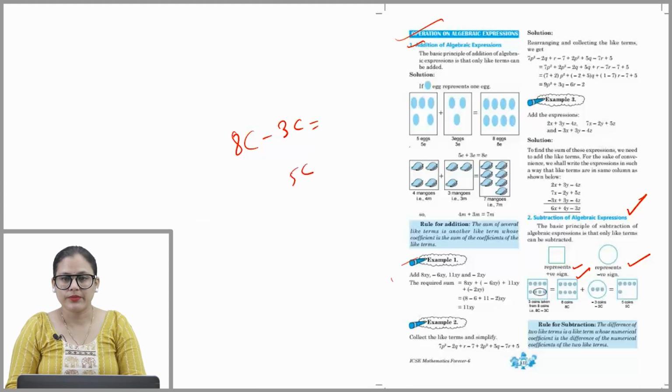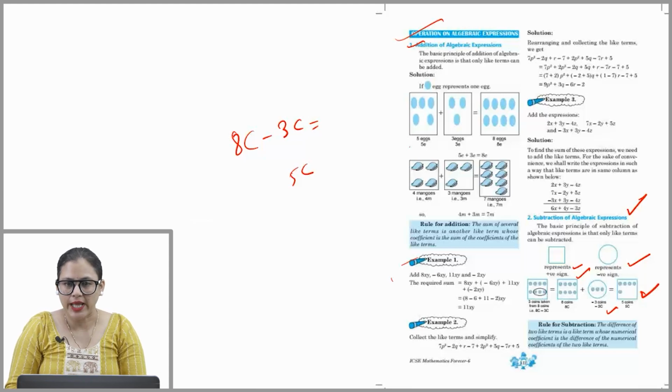8 coins minus 3 coins is equal to 5 coins, that is 5c. Now, rule for subtraction: the difference of 2 like terms is a like term whose numerical coefficient is the difference of the numerical coefficients of the 2 like terms. Okay. Let's do an example.